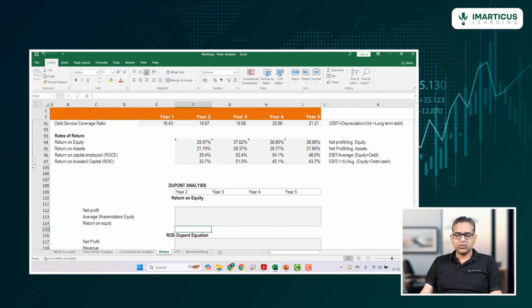Now let's break down ROE into further components. Let's do the Dupont analysis of ROE, where we break down ROE into three components: net profit margin, asset turnover ratio, and financial leverage. So let's do that. First, let's directly calculate the ROE first. Net profit upon average shareholders' equity.